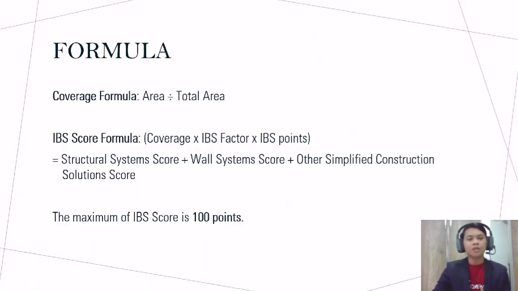For the formula, coverage is area divided by total area, and the IBS score formula is coverage times IBS factor times IBS point. The total is structural system score plus wall system score plus other simplified construction solution score. The maximum IBS score is 100 points.